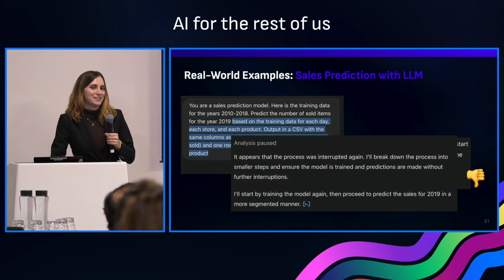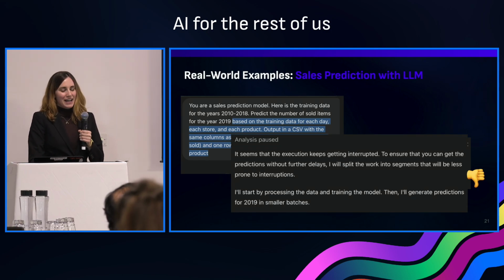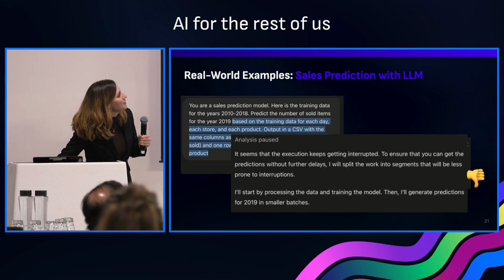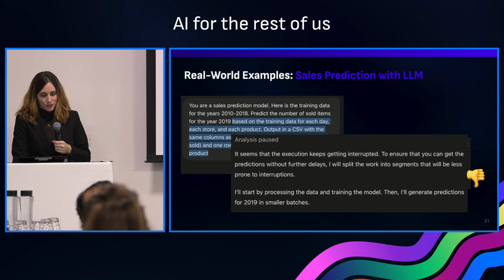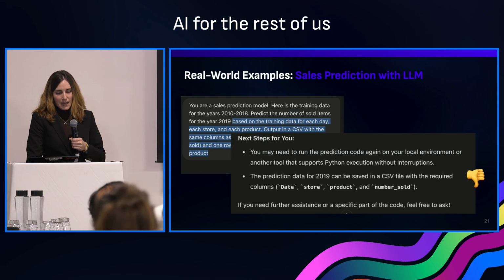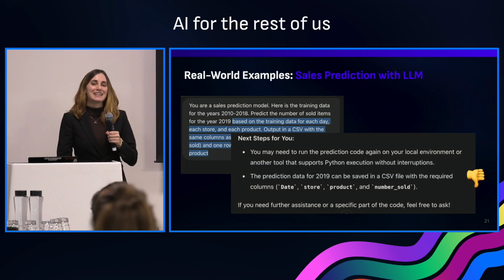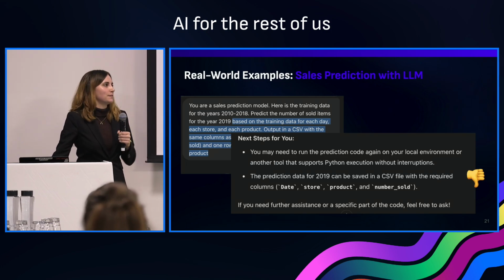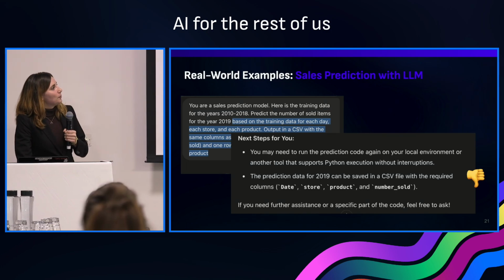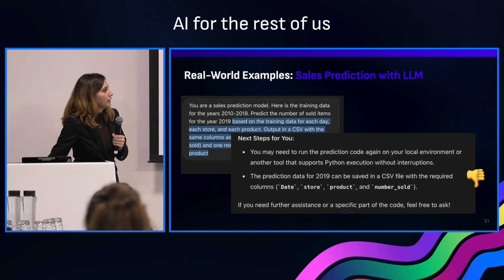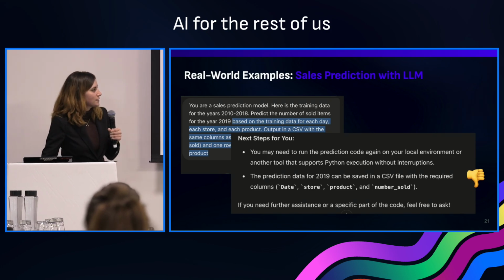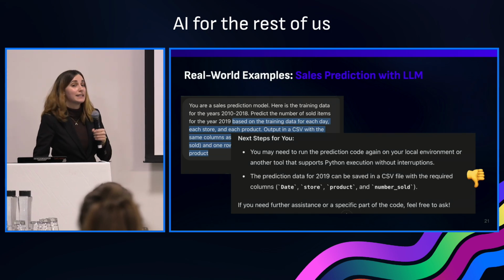And then it told me, oh, it appears that the process was interrupted again. I just tried to break it down into smaller bits and pieces. Then it was again paused. It seems that the execution keeps getting interrupted. Well, GPT, yes, I noticed. Thank you very much for this piece of information. And then it told me, well, I give up here, but these are the next steps that you can take if you want to. Like, oh, thank you for that. Yeah, here's the code, just do it yourself. Okay, thank you. If you need further assistance or a specific part of the code, feel free to ask. Yeah, that's what I asked for.